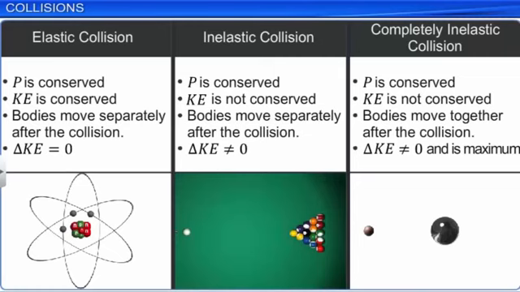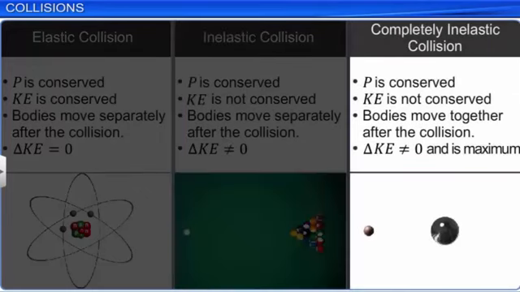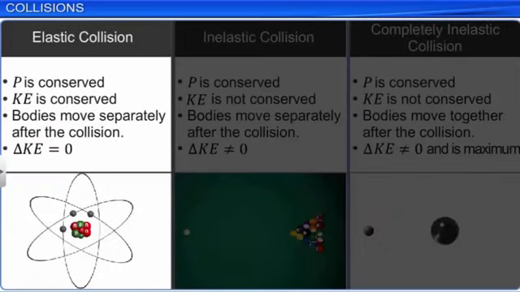There are three different kinds of collisions: elastic collision, inelastic collision, and completely inelastic collision. In a collision, if both the total momentum P and total kinetic energy KE of the colliding bodies are conserved, then it is an elastic collision. In such a collision, the bodies move separately after the collision and the loss in kinetic energy, delta KE, is 0. This implies that there is no loss in kinetic energy. For example, the collision between subatomic particles is an elastic collision.